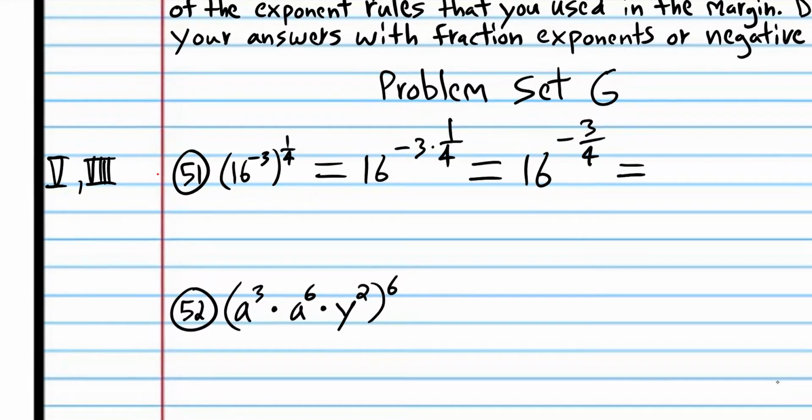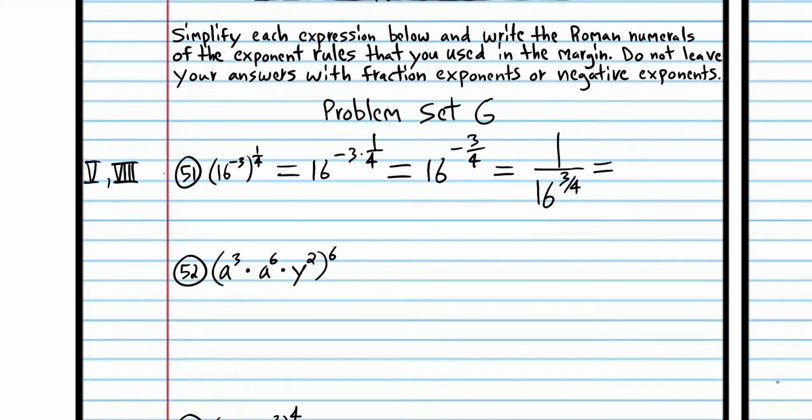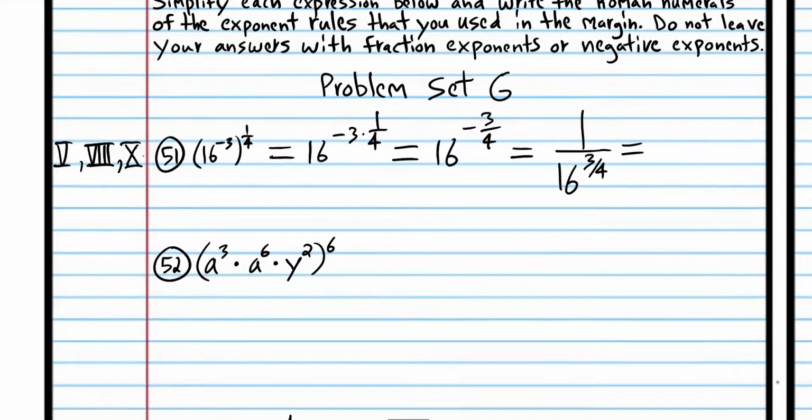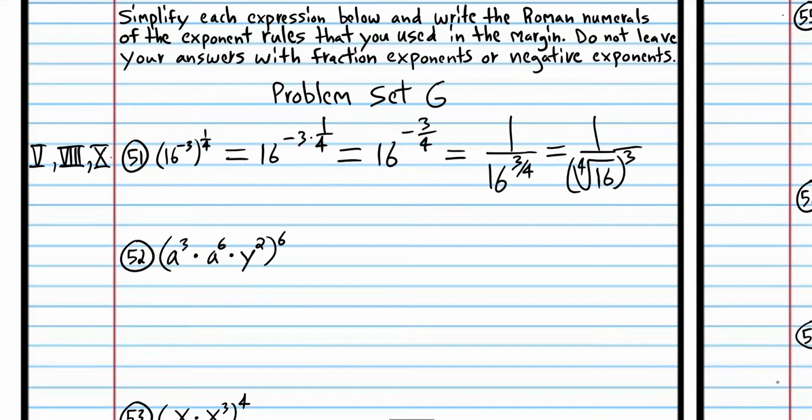So we're going to bring it all down using a positive exponent, and now we're going to use rule number 10. We dealt with the negative, but now we have to deal with the fraction exponent. So that becomes the cube root of 16. Whoops, I'm sorry, the fourth root of 16, all raised to the third power. So here we used rule number 5, and here we used rule number 8, and here we used rule number 10. So we used 3 rules.